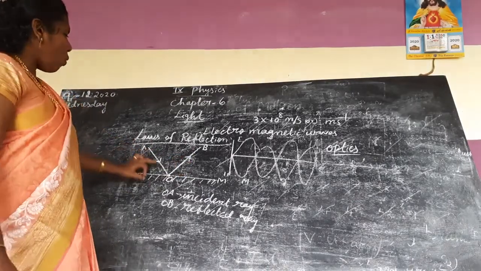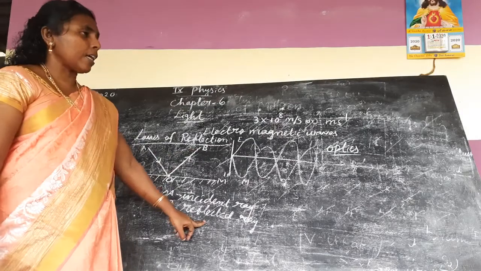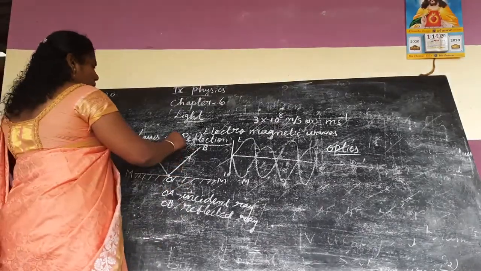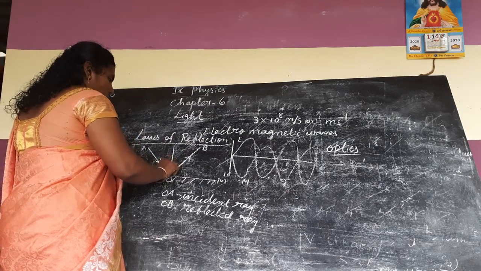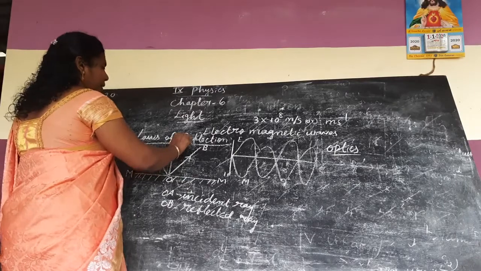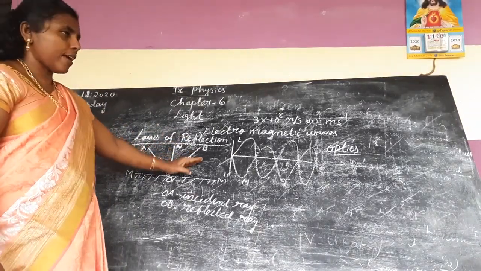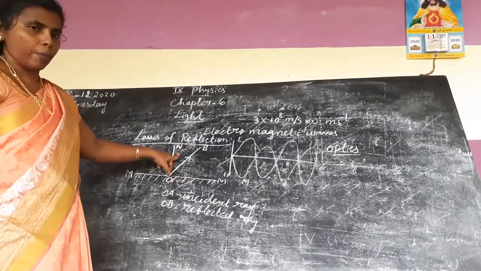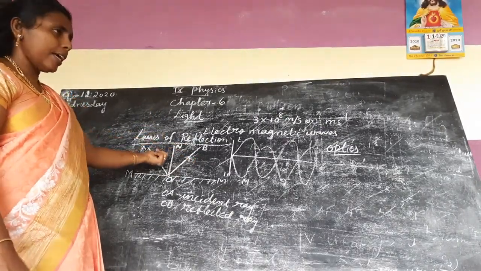Now OA is called which ray? Incident ray, and OB is called reflected ray. Now draw a normal to the point O. This is the normal at O. Now we have three: incident ray, reflected ray, and the normal.